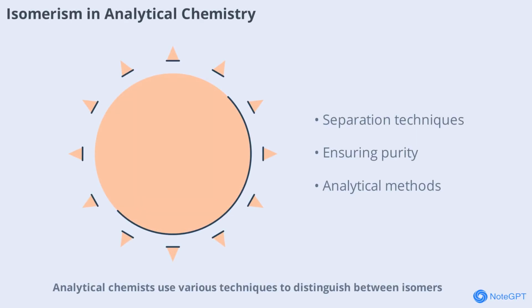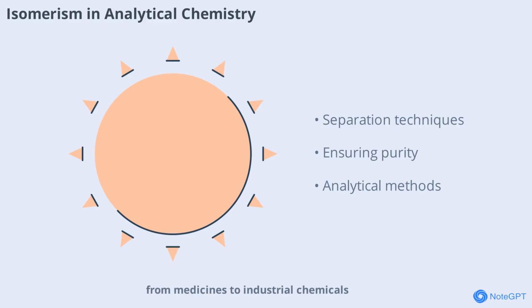Analytical chemists use various techniques to distinguish between isomers. Methods like chromatography, spectroscopy, and crystallography can separate and identify isomers based on their unique properties. This is vital in fields like pharmaceuticals, where purity and identity are crucial. By understanding isomerism, scientists can ensure the safety and effectiveness of chemical products, from medicines to industrial chemicals.